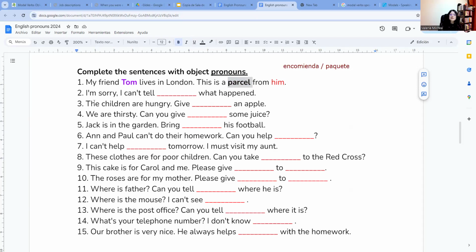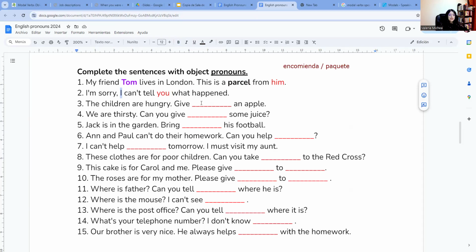All right, let's go with number two. I'm sorry, I can't tell you what happened. It's a secret. Right? So here we have a clear example where the subject and the object are different. I am the subject, you are the object. I can't tell you. Let's go with 3.